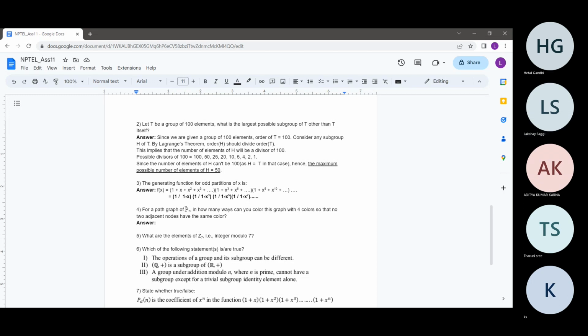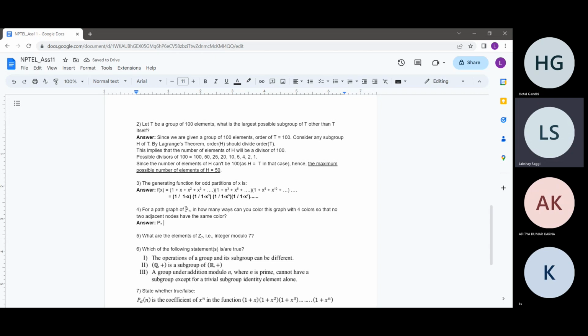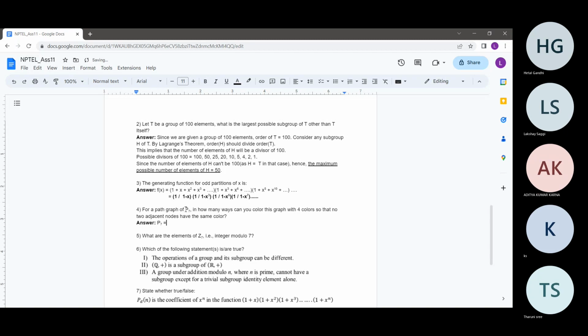I'll just write now. P7 is a graph of 7 vertices in a line.